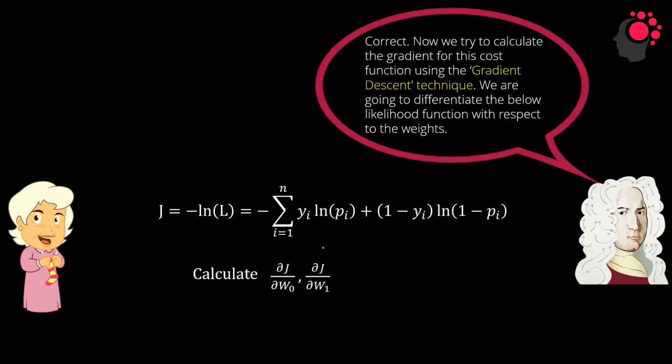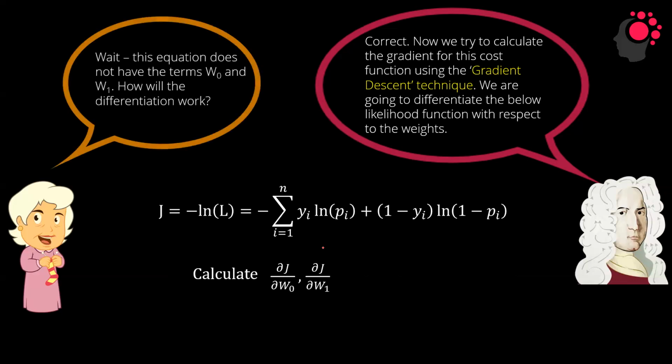Now, you must be wondering, there is something wrong here. Not everything is so plain, right? That's what Agatha is asking. Wait, you're saying we can differentiate with respect to those weights, but this equation doesn't have the weights. We don't have the terms W0 and W1. So how will the differentiation work? That's a fair question, isn't it? General differentiation works when you are differentiating with respect to that value. If W0, W1 is not there, and you just apply differentiation directly, dou J by dou W, this term will become 0, and this term will also become 0, because the term is not directly seen in the equation.